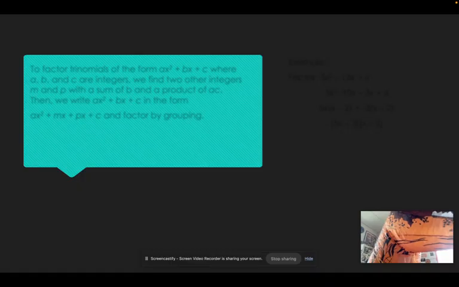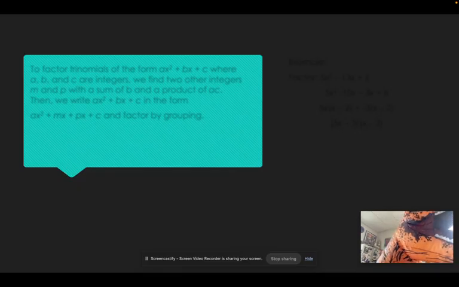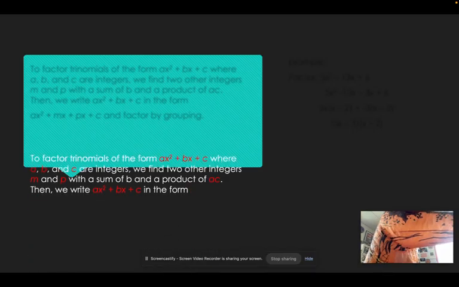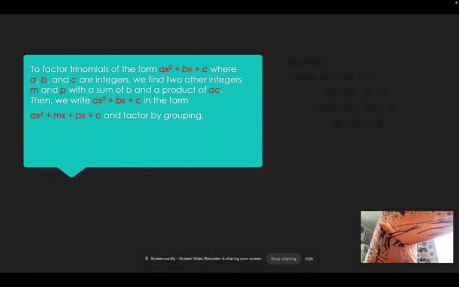Pause it, check those. Okay, so now we want to talk about if there's a number other than 1 out in front of the square term. As you can see, we want to look for a sum of b and a product of a times c. Then we're going to write the middle term. We're going to break up the bx term as mx plus px, and we're going to factor by grouping.